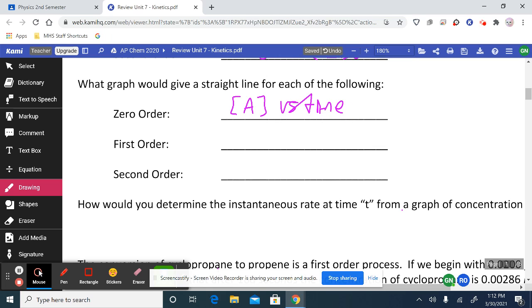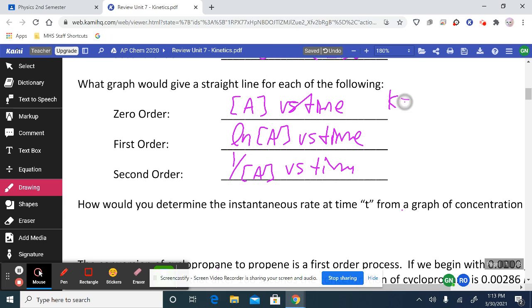Okay, for a first order reaction, we would have to plot the natural log of concentration of A versus time to see that straight line. And then for a second order reaction, it would be 1 over the concentration of A versus time to see a straight line. And remember, from those straight lines, we can then calculate the absolute value of the slope, and it gives us our K value that we need for the rate law.